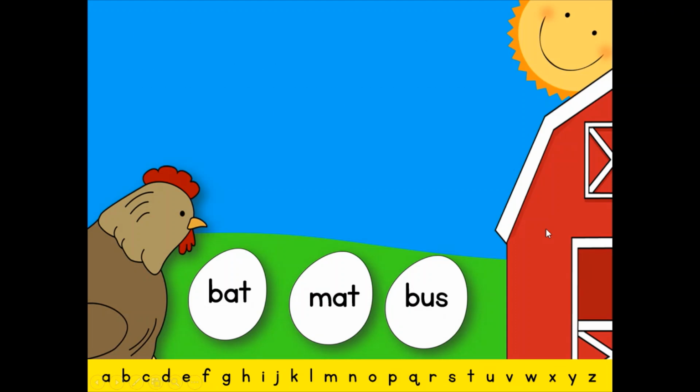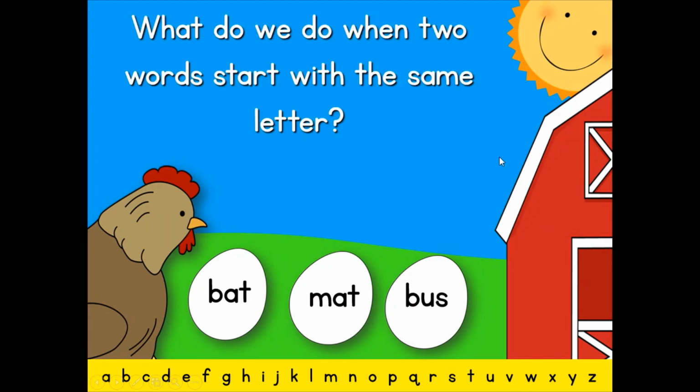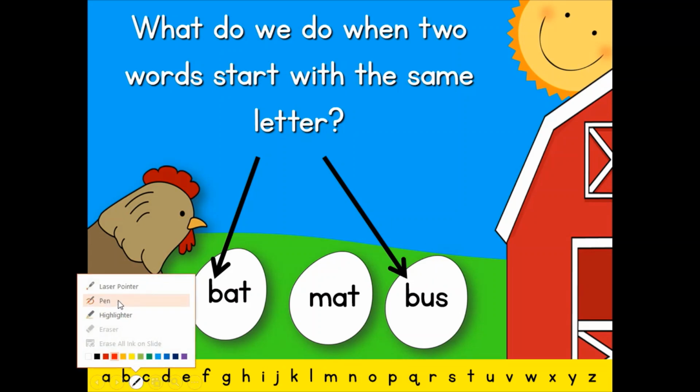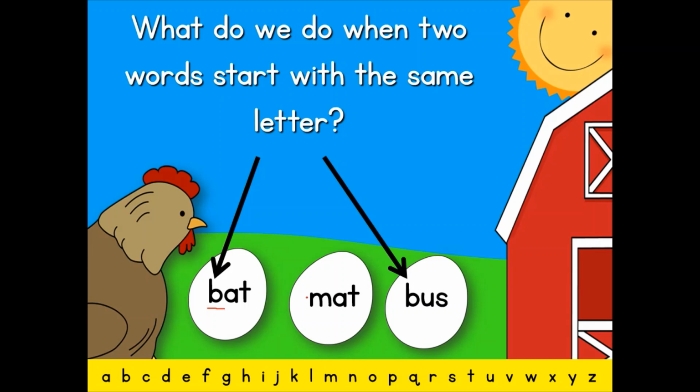All right, the last part of our ABC order lesson is going to be what do we do when two words start with the same letter? So look at these words down here. We have bat, mat, and bus. Just like we always should do, we're going to underline the first letters of each word. And when you do that, you're going to notice that bat and bus both start with B. Okay, and then of course mat starts with M. So first you have to figure out which one of those comes first, B or M. Most of you probably already know B comes first.